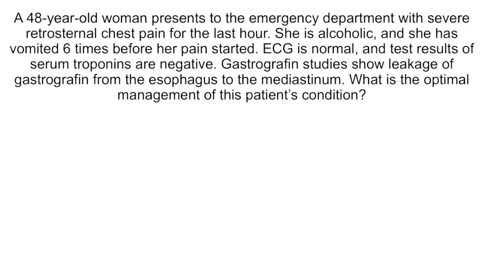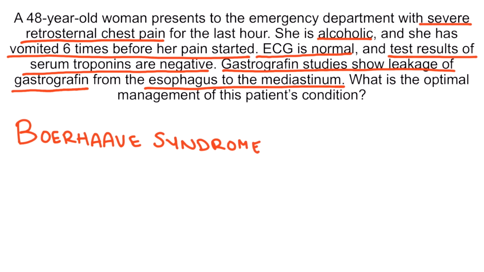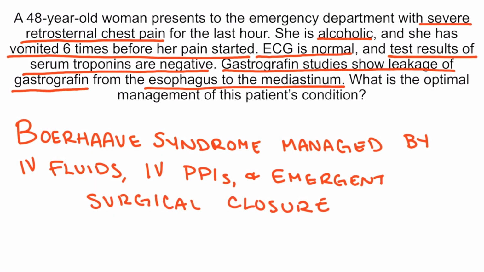This patient presents with severe retrosternal chest pain, normal ECG, and negative test results of serum troponins. She's alcoholic and she's vomited 6 times before her pain started. Gastrographin studies show leakage of gastrographin from the esophagus to the mediastinum. These findings are consistent with the diagnosis of Boerhaave syndrome. The optimal management of Boerhaave syndrome includes IV fluids, IV proton pump inhibitors, and emergent surgical closure of perforated esophagus.